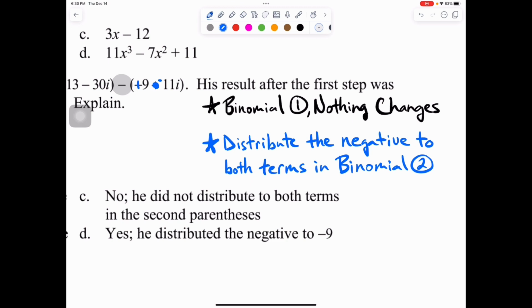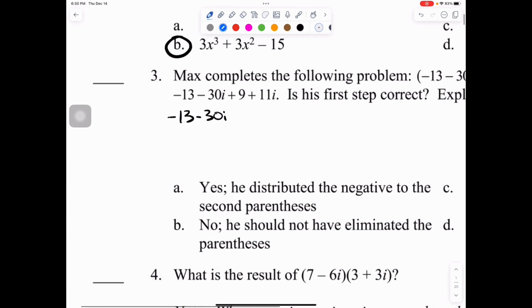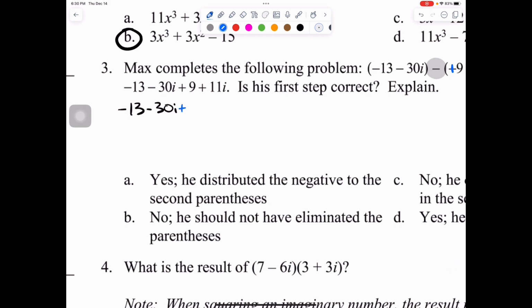So we will write plus 9 and negative 11i. So plus 9, negative 11i. And is his first step correct? Explain. Well, let's go see.